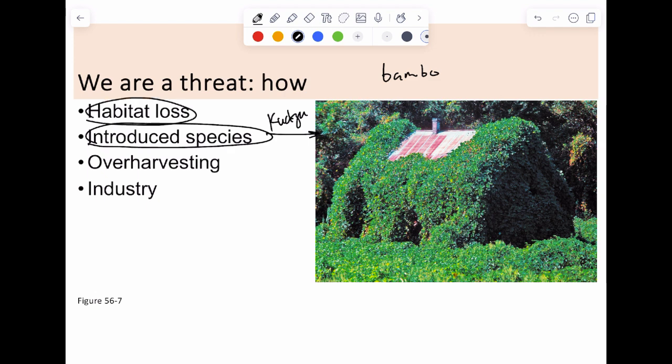Obviously, we burn down stuff. We over-harvest. Most famous of the over-harvesting occurs with what I had last night for dinner. Yes, fish. But sushi's so good. It's just so good. And then industry with pollution.